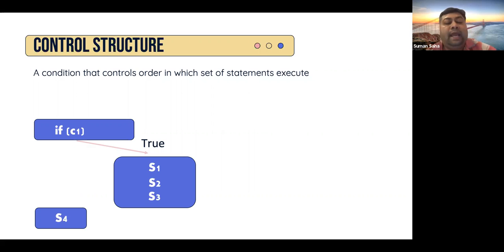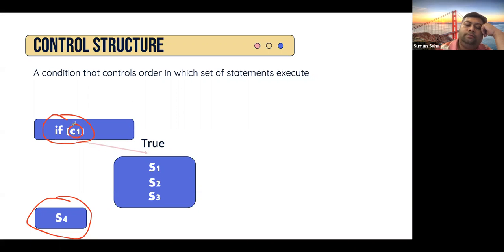Here in this example, you see that you have a condition, C1, and you have an if statement. If this condition is true, then you go this path and execute statement 1, statement 2, statement 3. Now, if C1 is not true, then don't go there, just jump to the next statement. The next statement is S4. So you have an if statement, and this if statement has a condition. If the condition is true, you go this path and execute statement 1, statement 2, statement 3. Then after statement 3, you execute statement 4.